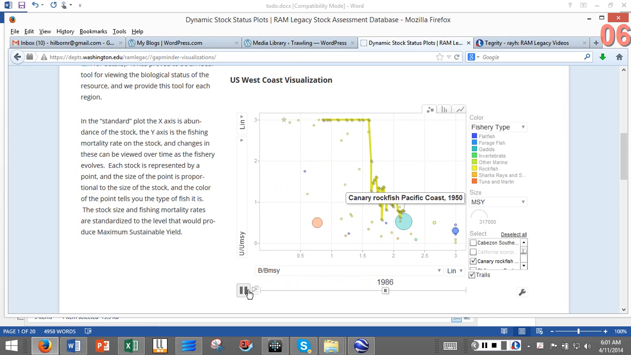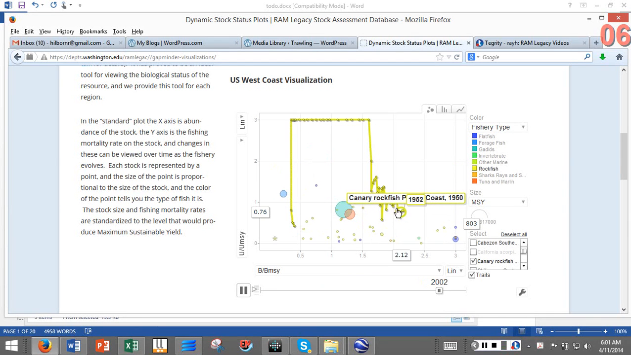we can follow the history where we started out at high abundance and reasonably low fishing pressure, went up to very high fishing pressure, pinned to the top axis. Abundance declined under that fishing pressure, and then fishing pressure was reduced dramatically, so it's hardly caught at all. And then once fishing pressure was down below 1, the stock started to rebuild.